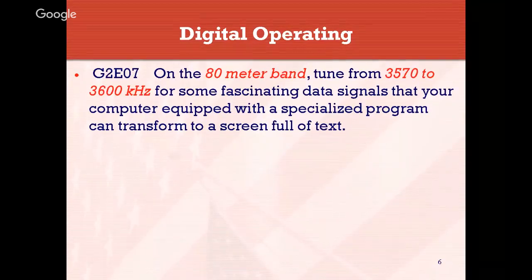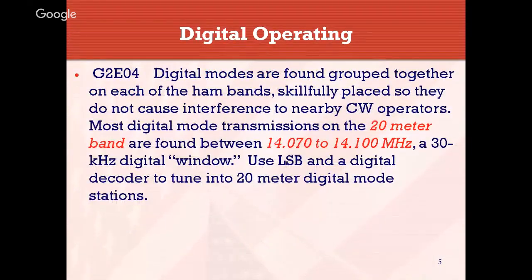So on the 80 meter band, tune from 3570 to 3600 kilohertz for some data signals as well. So make sure that your computer is equipped with the proper program to do that. Something kind of interesting back here. Use lower sideband and a digital decoder. Yeah, you know, that's another thing too.